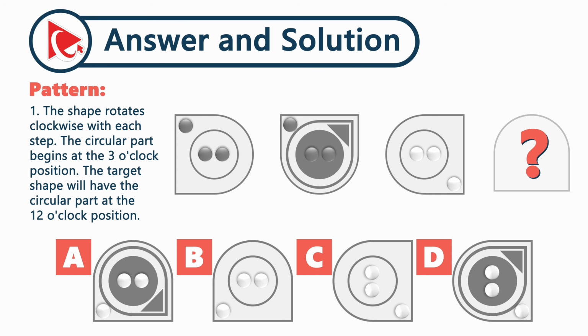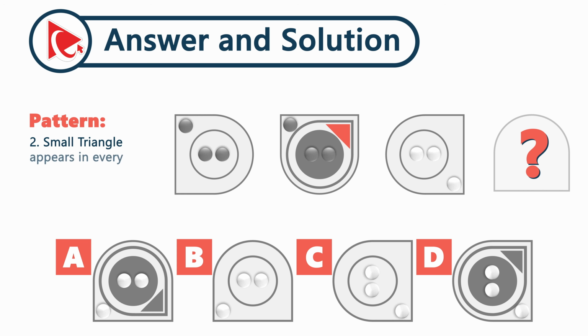Now let's look at 3 other patterns that exist in this question. Take a look at the small triangle in the second shape. The small triangle appears in every other shape, which would mean that it will be present in the target shape. What's interesting is that identifying these 2 patterns is already enough to calculate the final object. Do you know what it is?